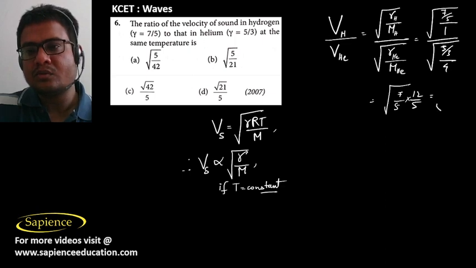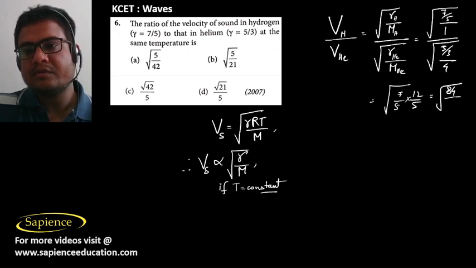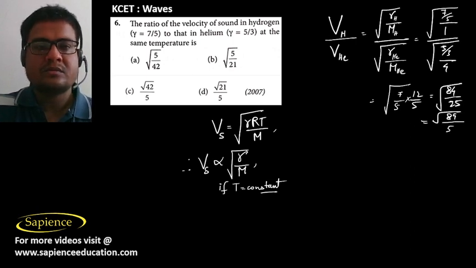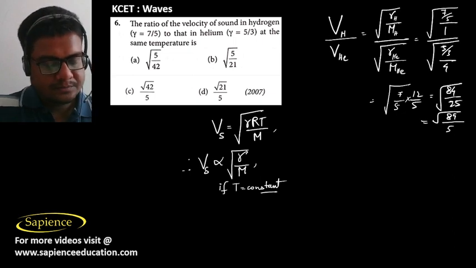So this is coming root over 84 divided by 25. So this is root over 84 by 5. So it means that none of the options are correct.